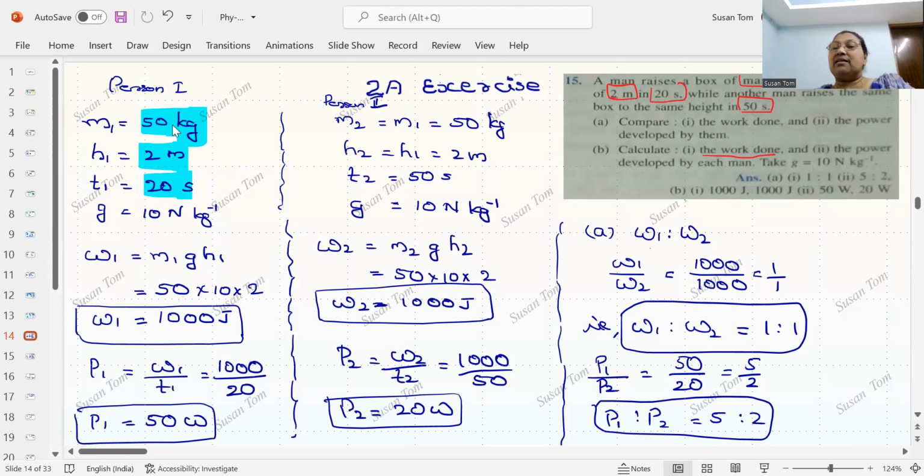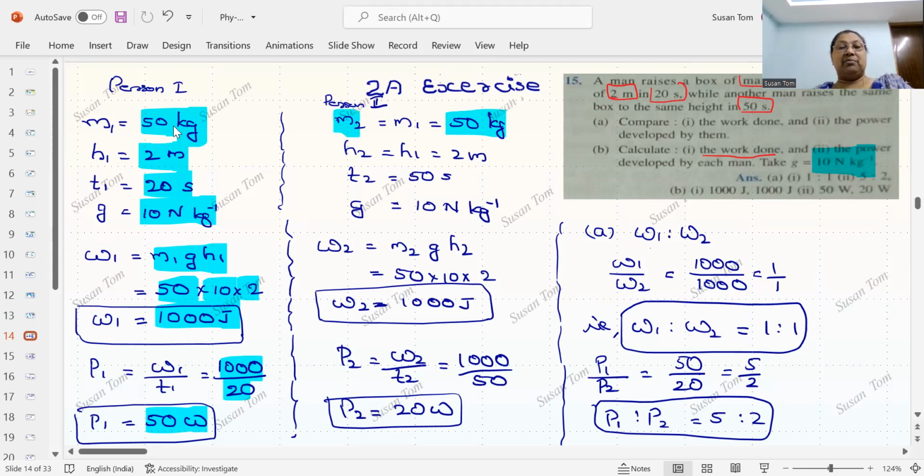In the question, you are asked to take G equal to 10 Newton per kg. So you take that. M1G H1, 50 into 10 into 2, 1000 joules. Work done of the first person we have calculated. Then power developed by him, 1000 by 20, it is 50 watt. Yeah. Then the second person, mass of the box is the same. Height is, that is mass of the box.